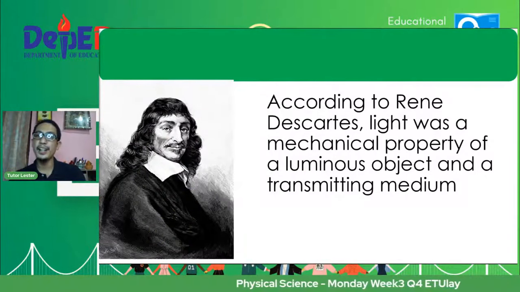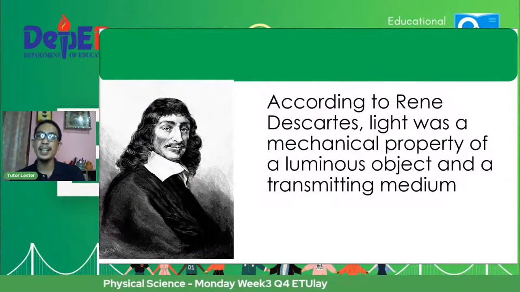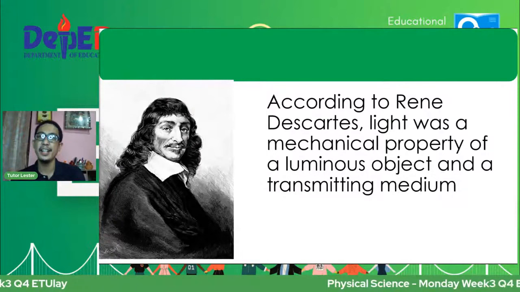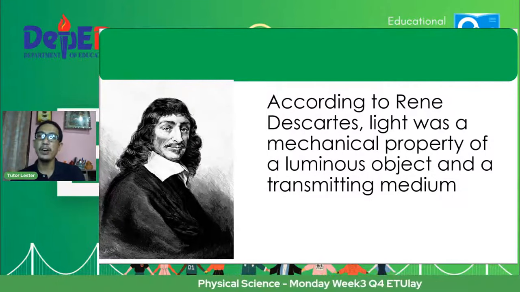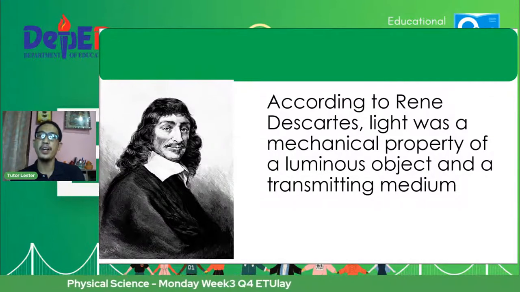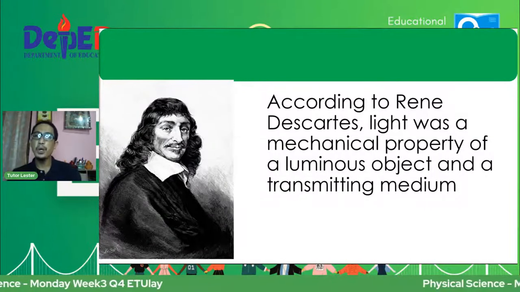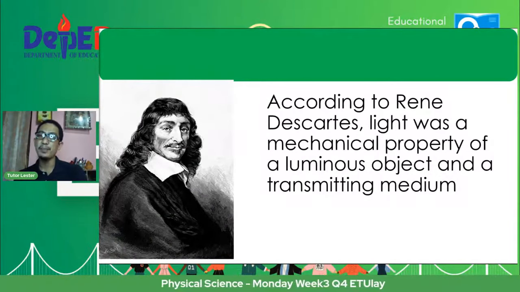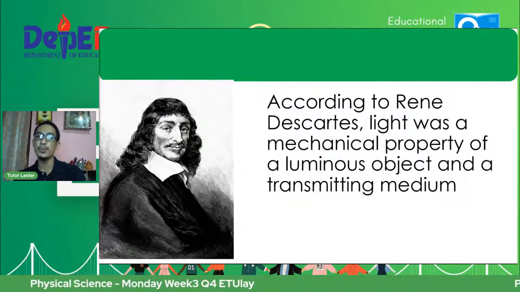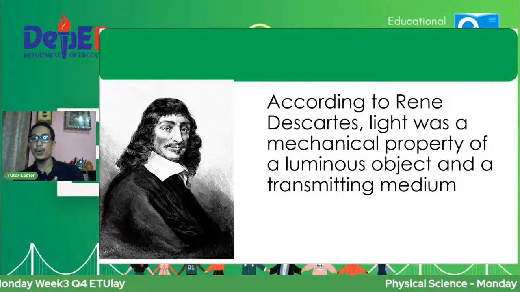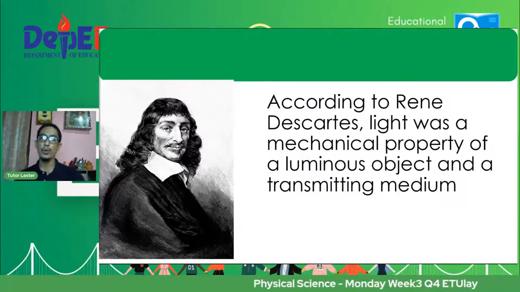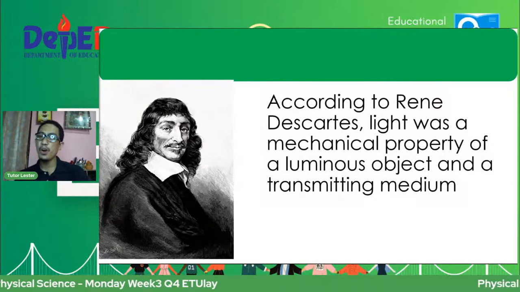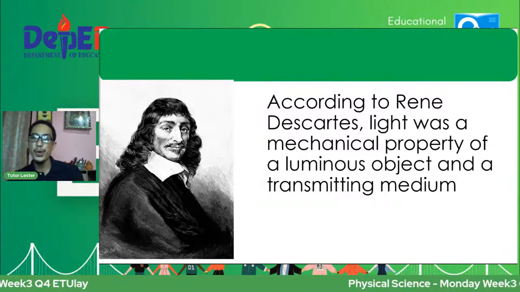So it was René Descartes who was the first one to study and explain the concept of refraction. So ayon kay René Descartes, light was a mechanical property of a luminous object and a transmitting medium. So how light behaves has something to do with the luminous objects and how they are transmitted in a transmitting medium. So what are these transmitting medium? So let us say these are air or water. And what are these luminous objects? So these luminous objects are the objects that produce or generate light.